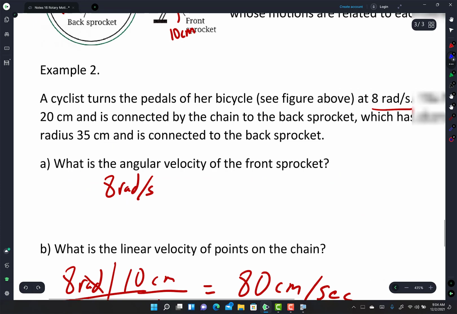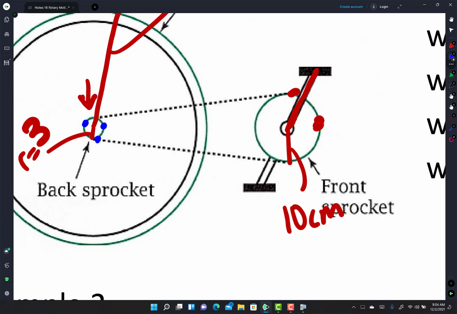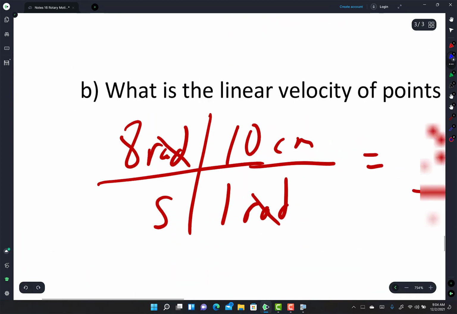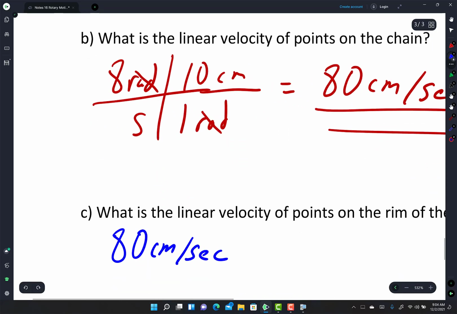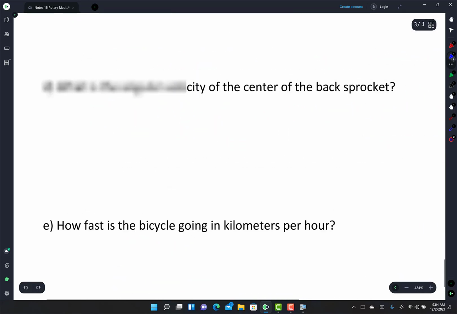Guys, it is obvious that the back sprocket is spinning faster because it's little. Every time the big one does one revolution, that little one does a whole bunch. Cool or not cool? So here's how you can do it. Here's what high school Chavez would do if I were a little kid, because I'm trying to go as fast as I can.